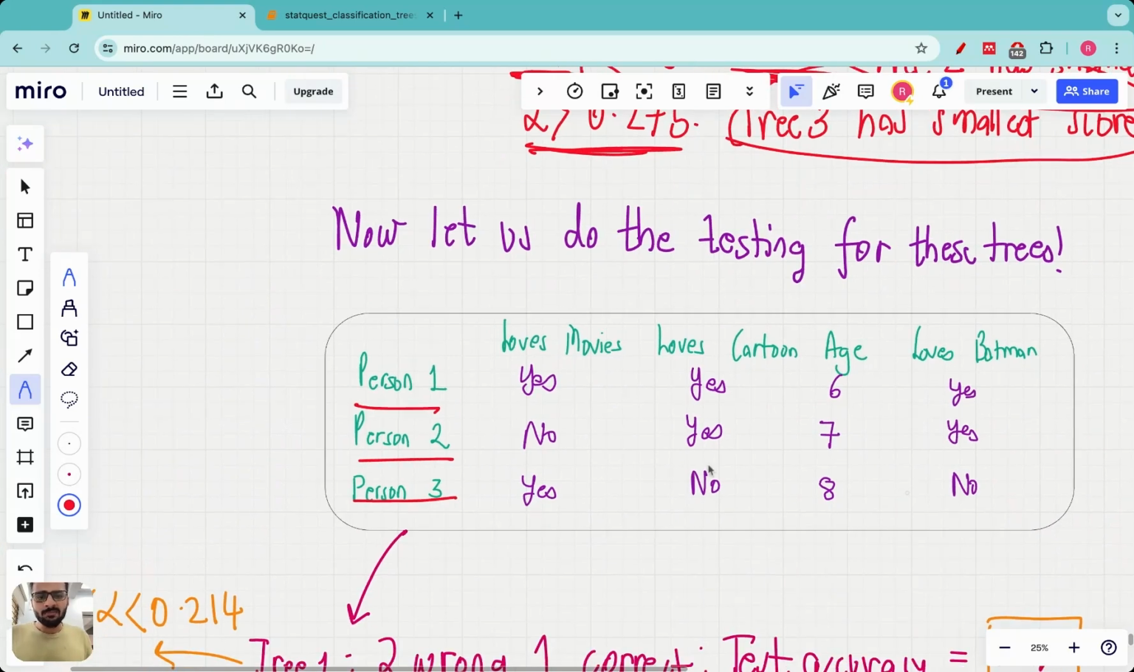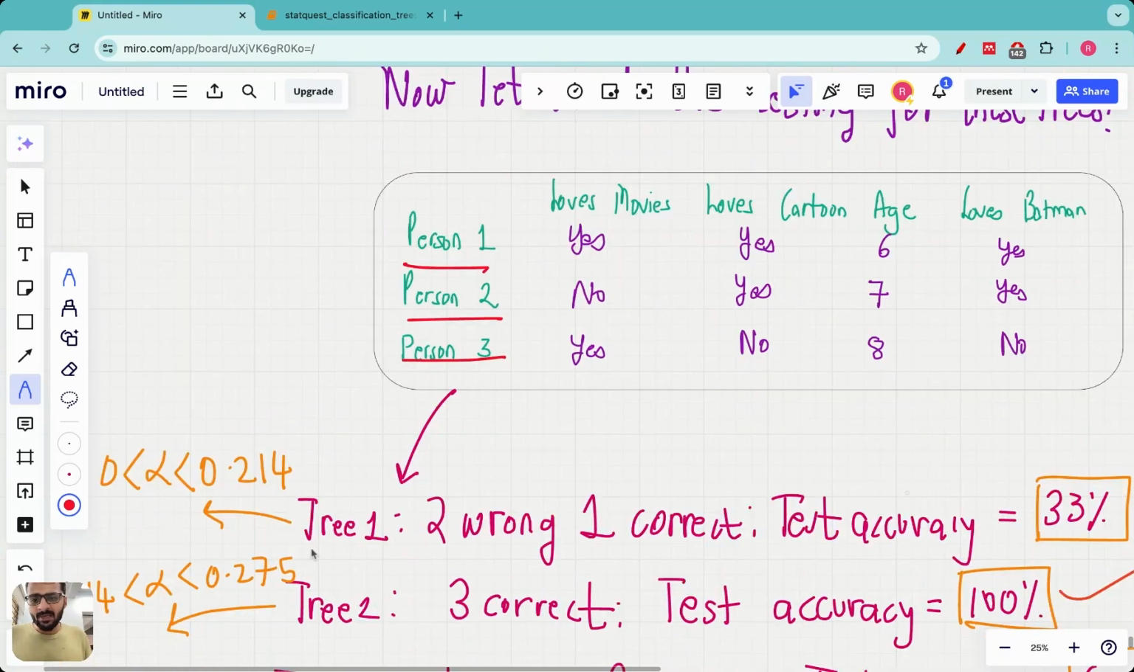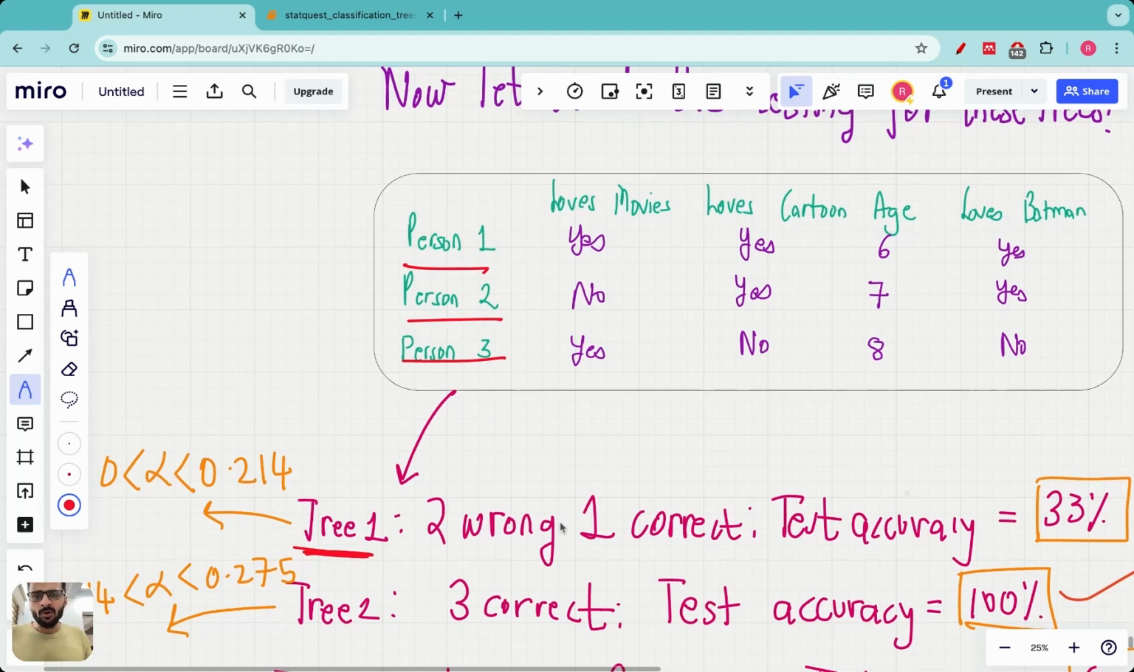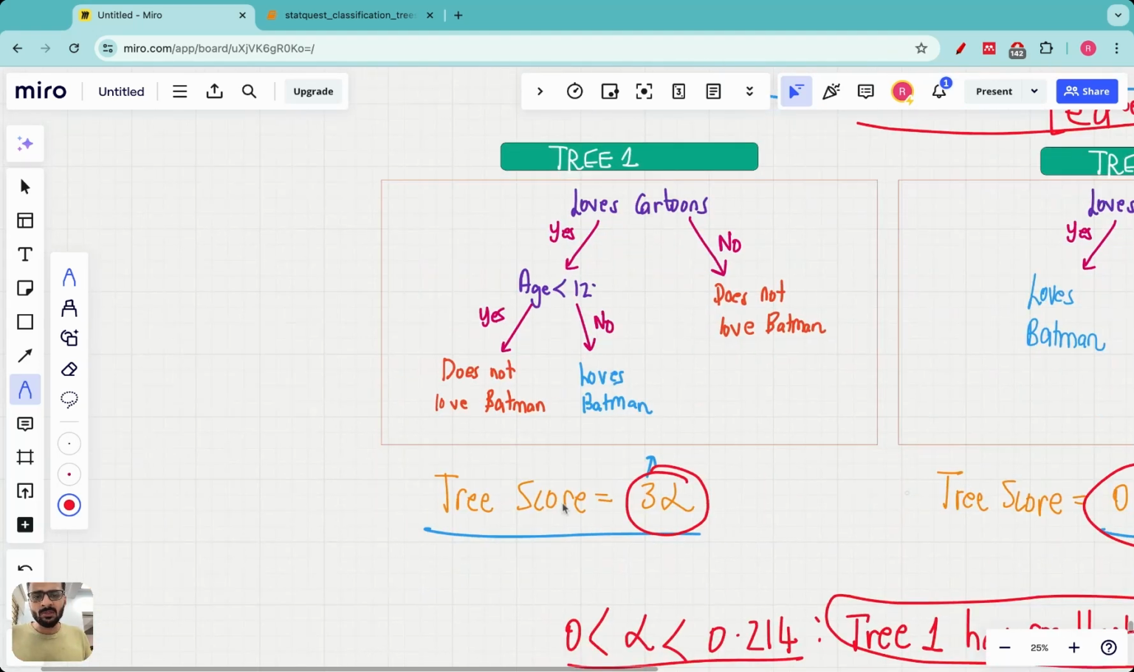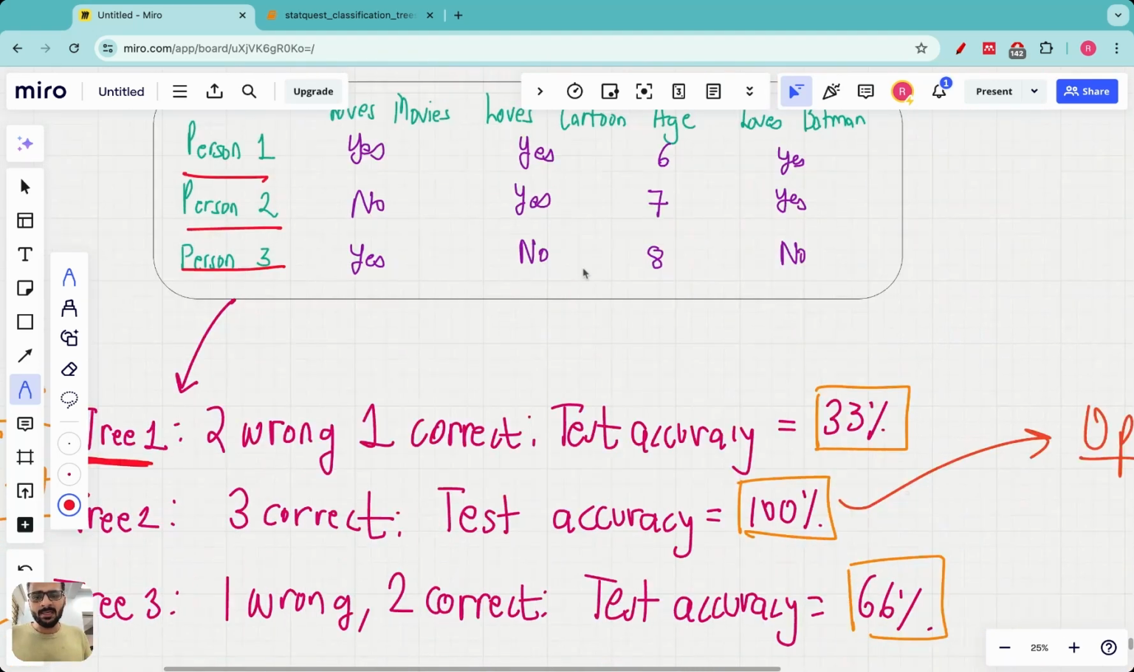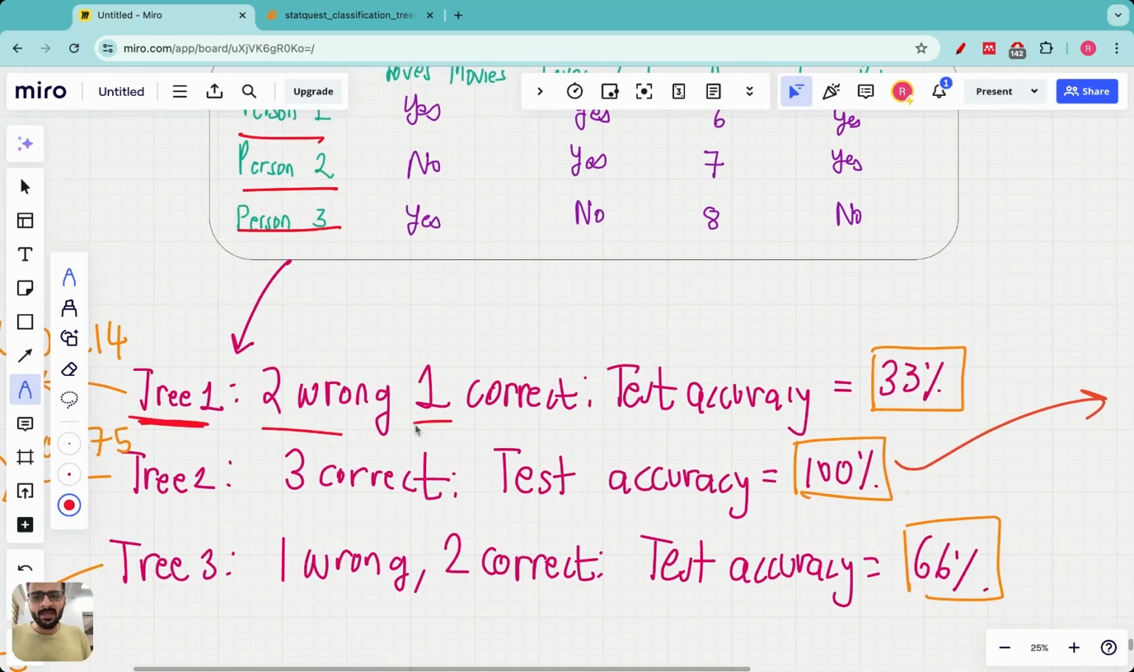Now let's see what these other smaller trees are doing. Okay, so this was the testing data set. Now let's look at tree number 1. Tree number 1 we had already evaluated before. It's the optimized tree, which looks like this. It has two wrong and one correct, so the test accuracy is 33%.